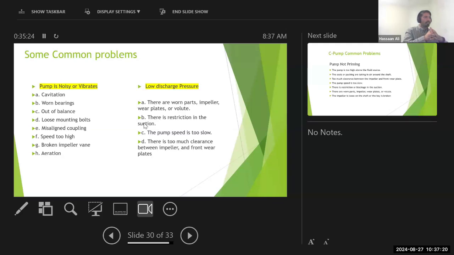The second reason could be a restriction in the discharge. So you need to check that the discharge is free, and that there is no valve in a partially open or partially closed condition on the pump discharge head. Also ensure that the pump is actually rotating at the proper speed. If you are finding low discharge pressure, crank up the speed of your pump and see if your pressure changes. And yes, the last one is too much clearance between the impeller and the wear plates.